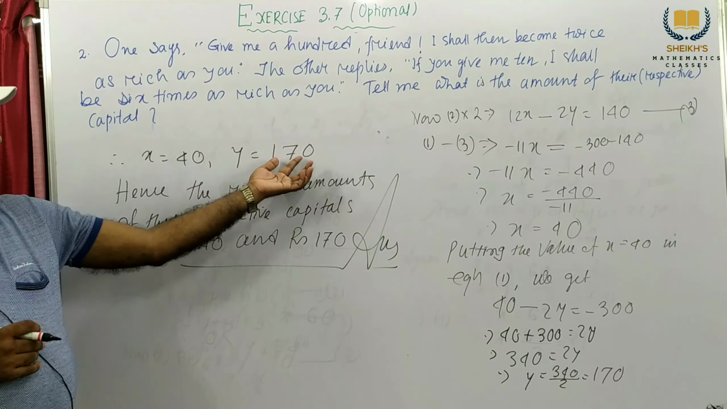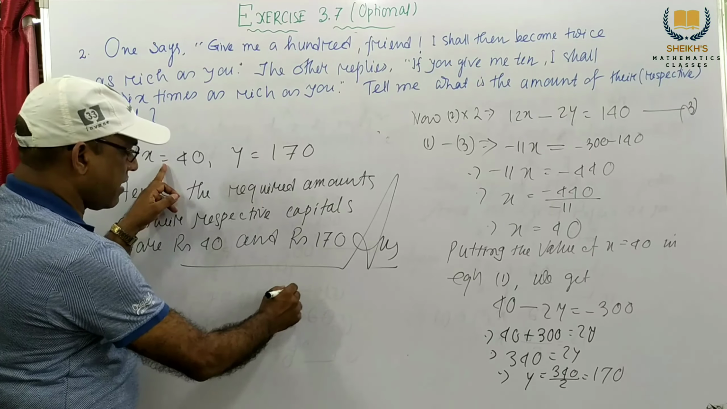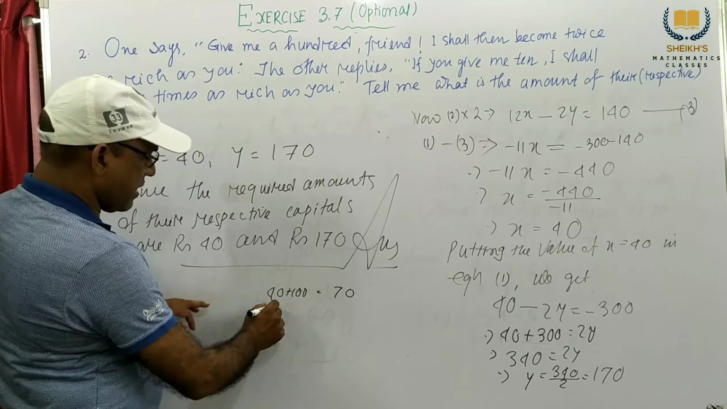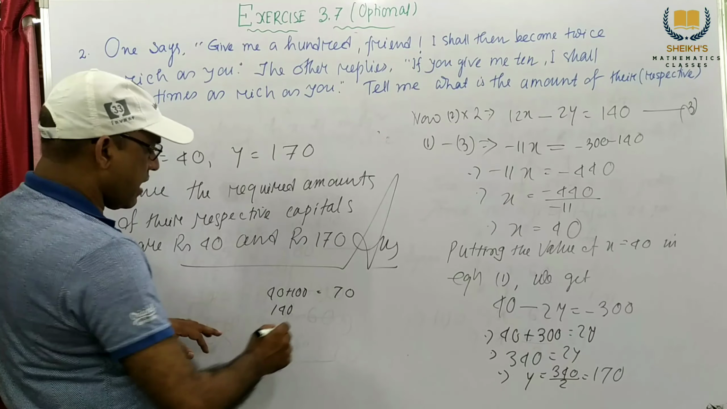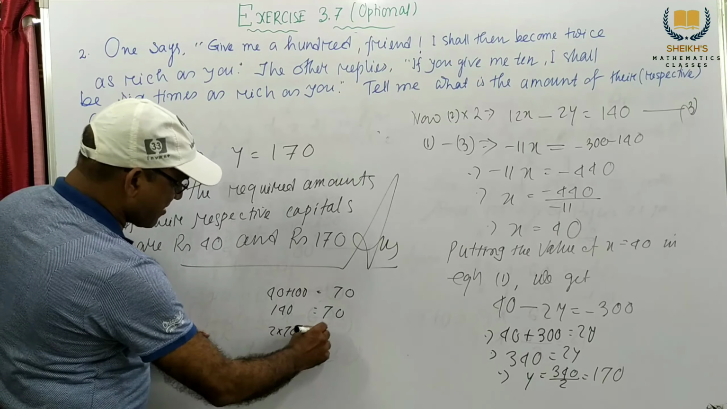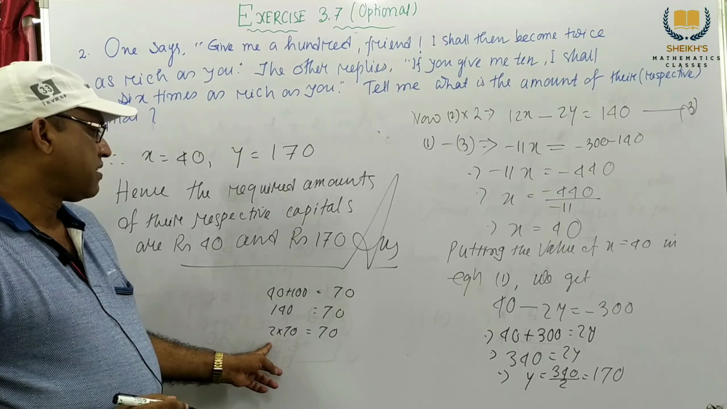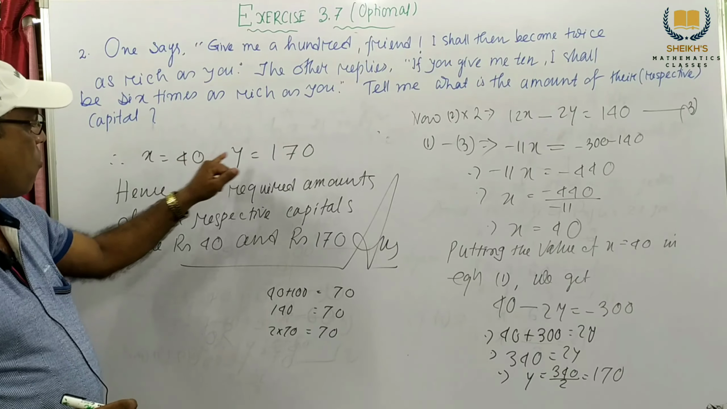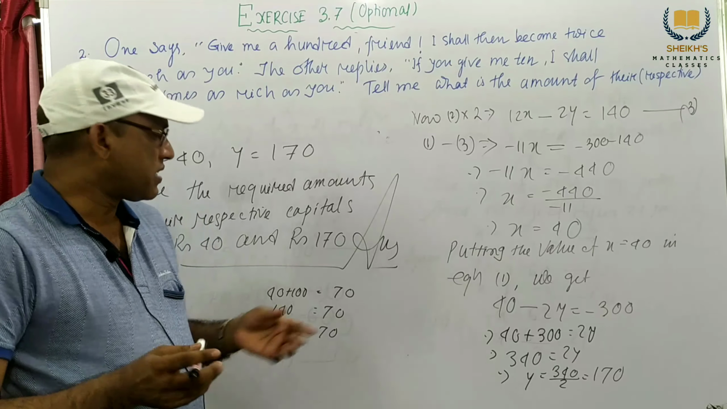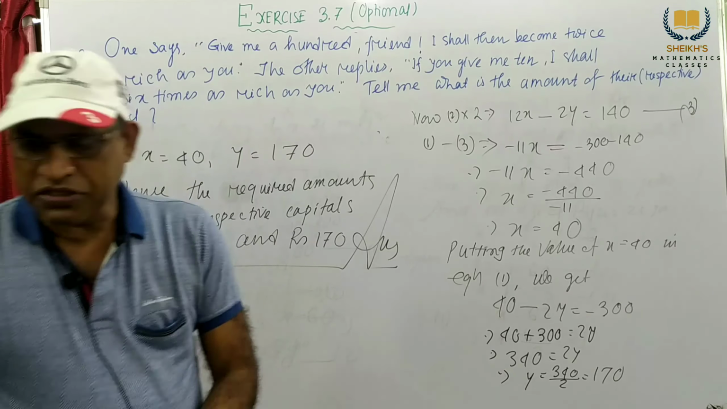If Y gives 100 rupees here, then 40 plus 100 gives 140, and 170 minus 100 gives 70. So 140 is 2 times 70, 2 times the amount of Y. Similarly, if adding 10 to Y, he will be 6 times as rich as X. So this is our solution. You can verify it, or there is no need to verify also. For mental satisfaction, you can verify this.